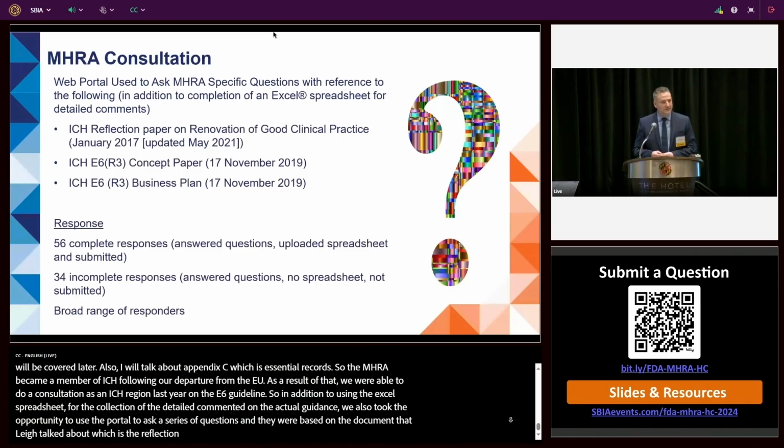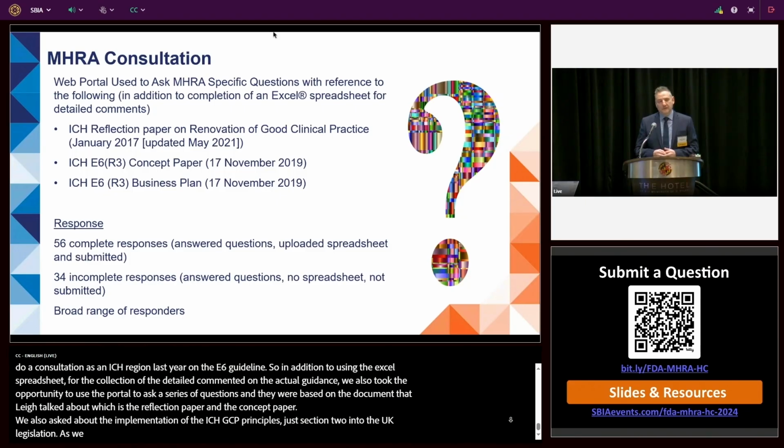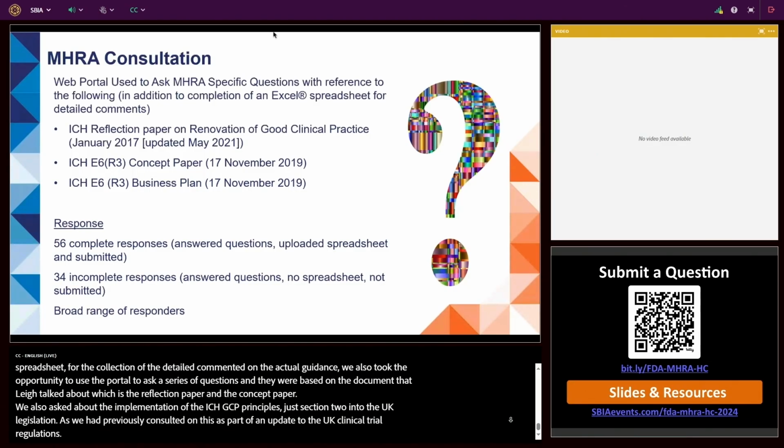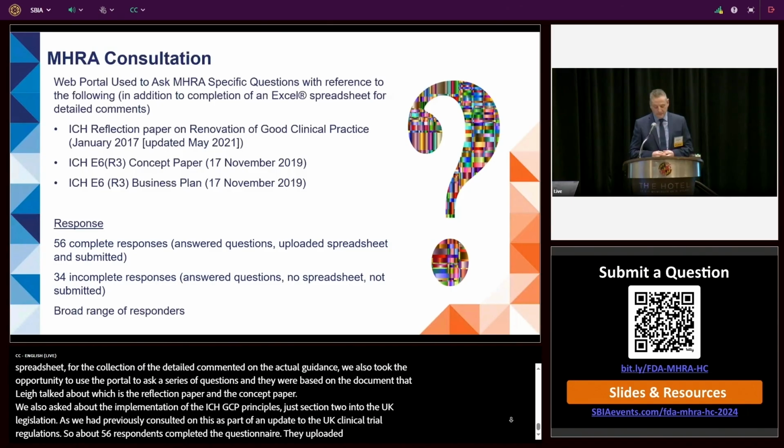We also asked about the implementation of the ICH GCP Principles, just section 2, into the UK legislation, as we'd previously consulted on this as part of an update to the UK clinical trial regulations. So about 56 respondents completed the questionnaire. They uploaded an Excel spreadsheet and pressed the submit button.